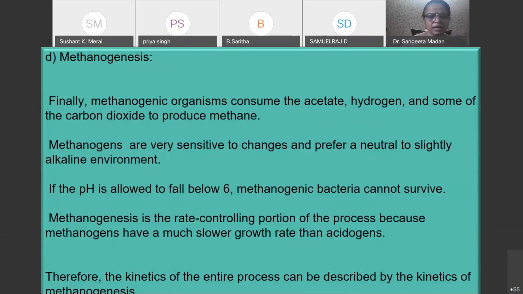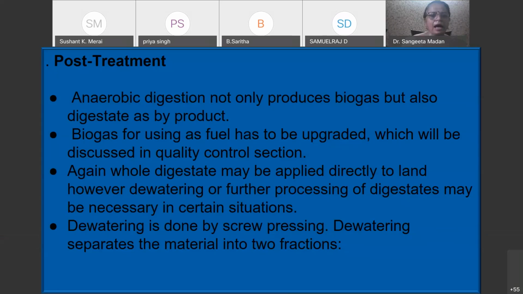The entire process can be described by the kinetics of the methanogenesis process. This is post-treatment. Anaerobic digestion not only produces biogas, but also digestate as a byproduct. This biogas is used as a fuel. If it is upgraded, it was already discussed in the quality control section, and I have discussed it in the previous slide. Again, the whole digestate may be applied directly to the land. However, dewatering or further processing of the digestate may be necessary in certain situations.